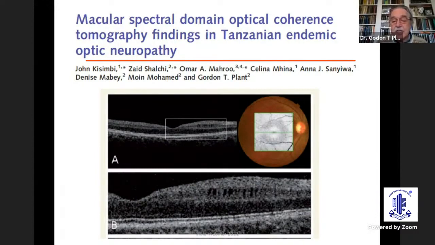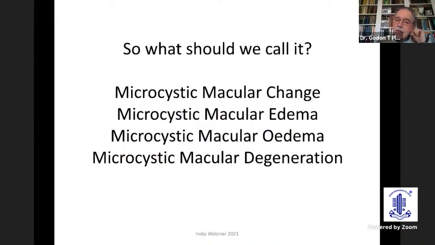And the more severe the axonal loss in these patients, the more likely you are to see this cystic change. So, it's had an unfortunate episode in terms of nomenclature, because there is already something called microcystic macular edema in the literature, but that's what they wanted to call it.